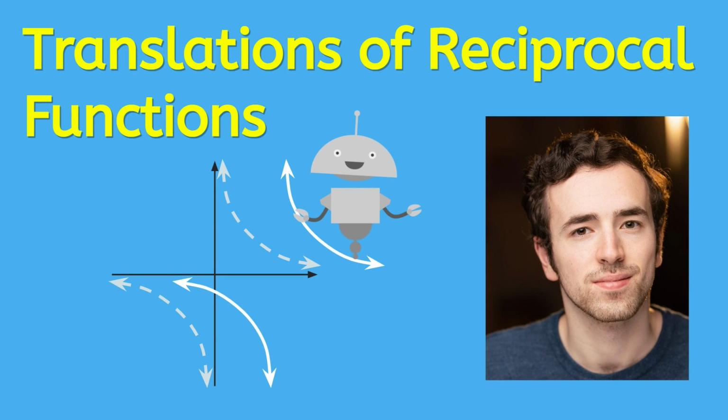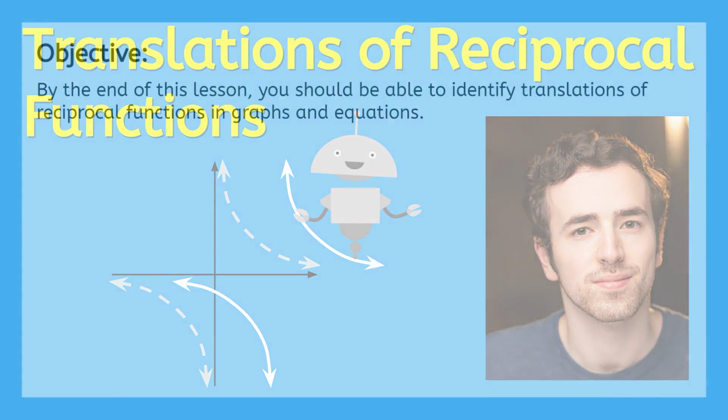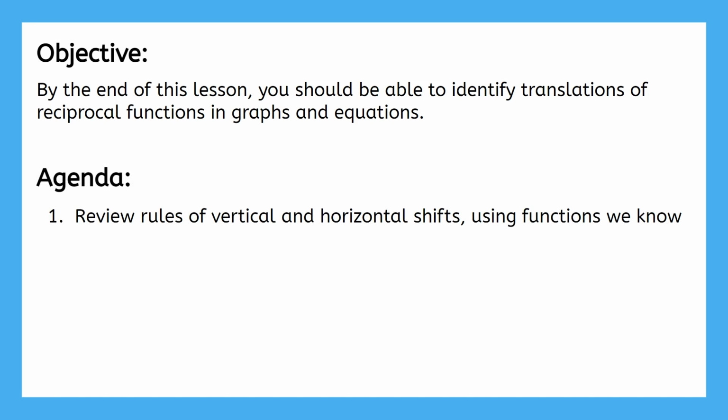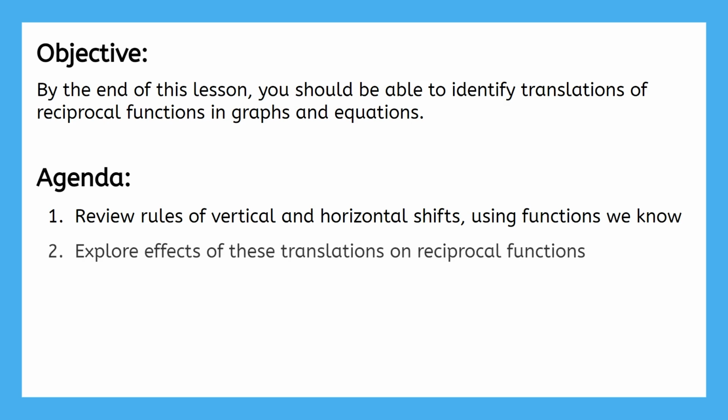In the last lesson, we graphed the reciprocal function 1 over x. Now we're going to see what happens when we take that graph and shift it around on the coordinate plane. By the end of this lesson, you should be able to identify translations of reciprocal functions in graphs and equations. First, we'll review the rules of vertical and horizontal shifts, also called translations, using functions that we know. We'll use that knowledge to explore the effects of these translations on reciprocal functions, and then we'll practice 3 examples.